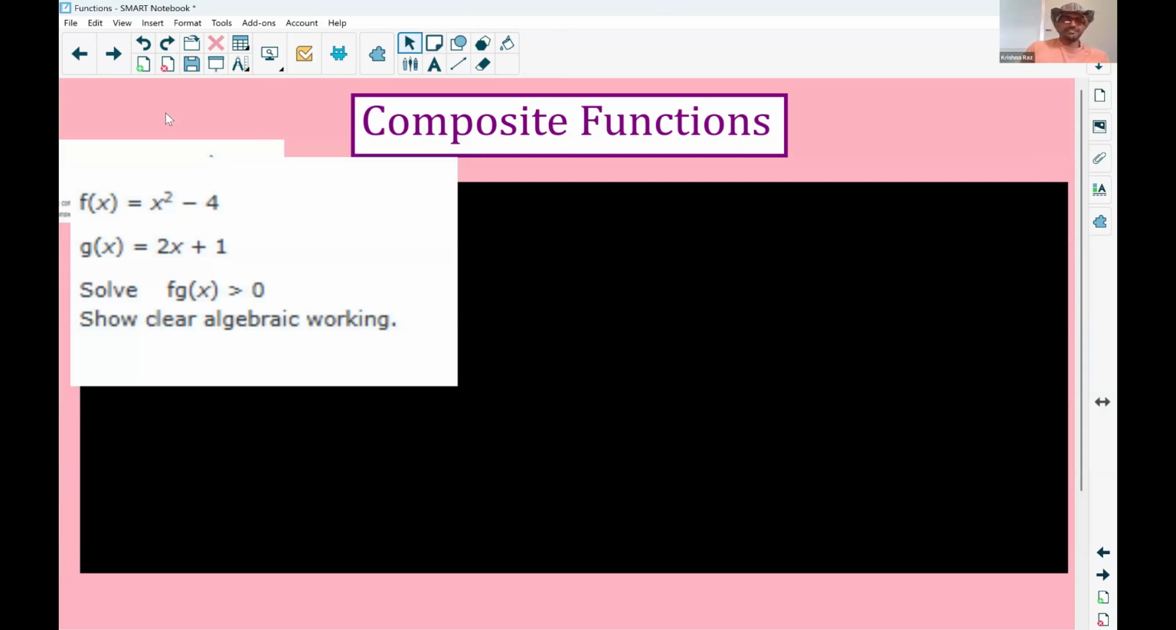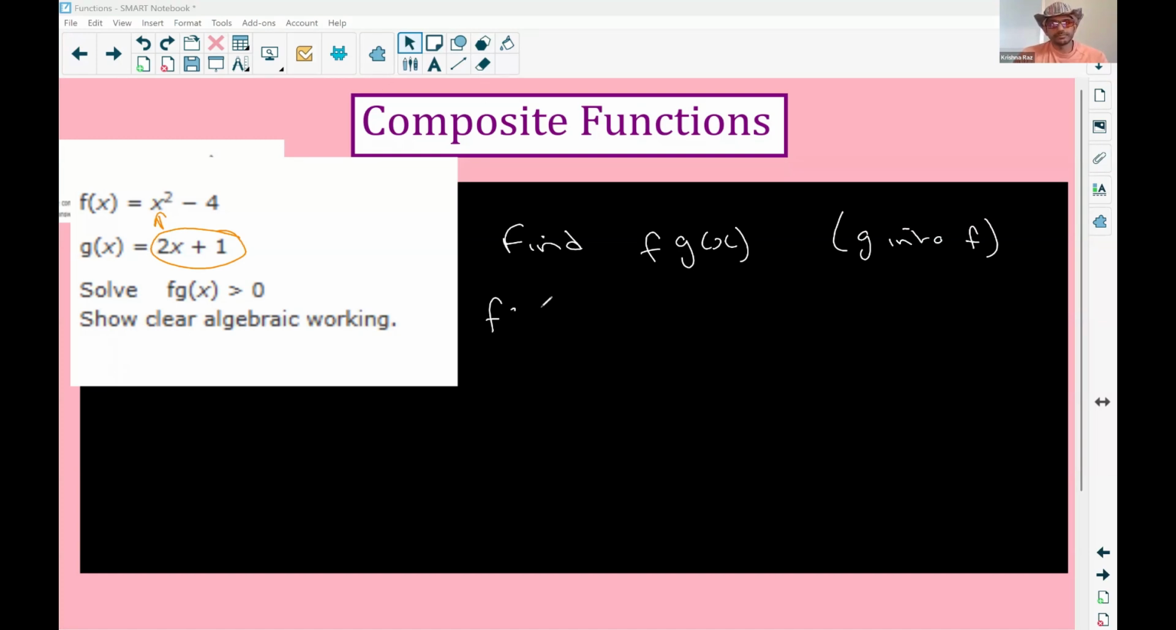So solve f(g(x)) is greater than 0. Obviously what we first have to do is find f of g of x. To do this, we need to work from right to left, so we have to sub g into f. g is 2x plus 1, and I have to sub that into f. So f(g(x)) equals (2x plus 1) squared minus 4. I have a bit of work to do here.